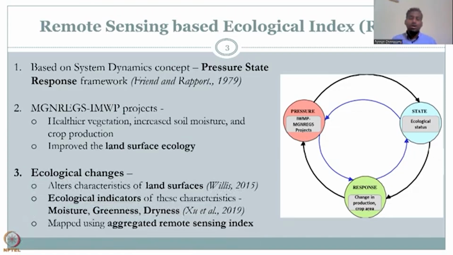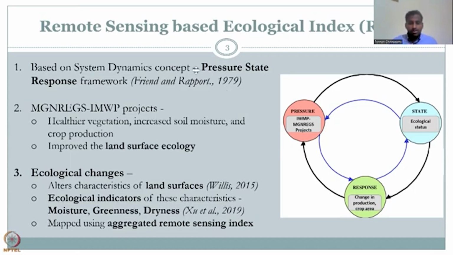Ecology is the living organisms at the land surface, and mostly it constitutes the soil living organisms and also the plants. Ecological changes can be looked at as altering characteristics of land surfaces, because if the ecology is good, the activity is good, and it can impact the land surface positively, as per Willis.